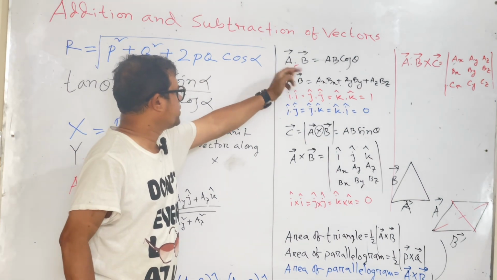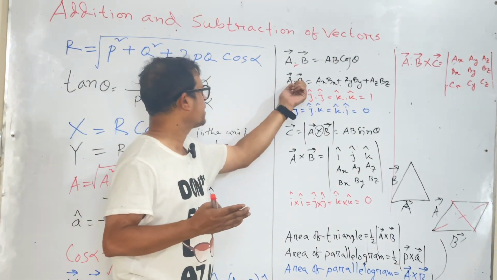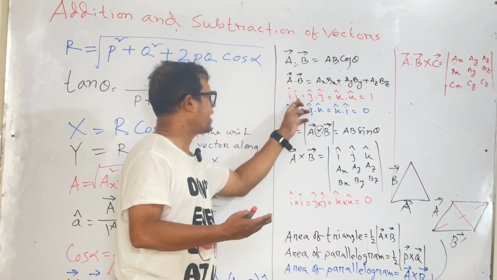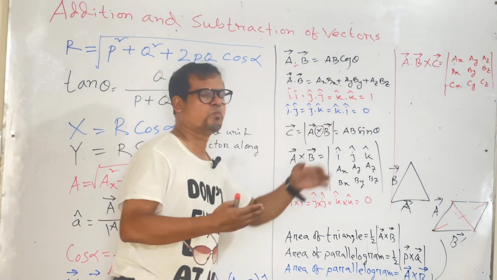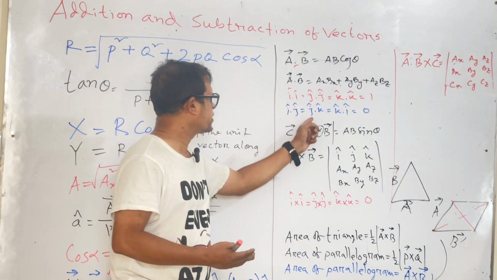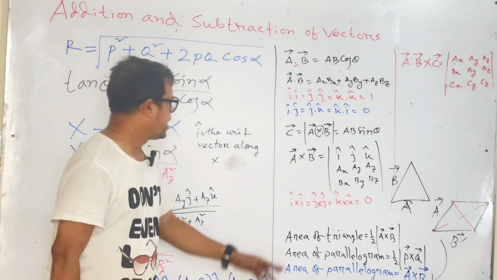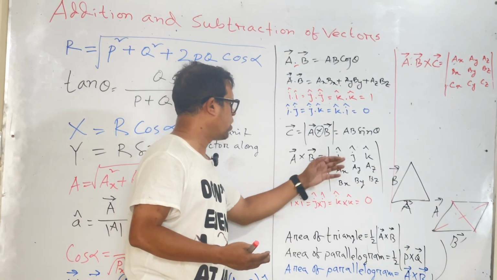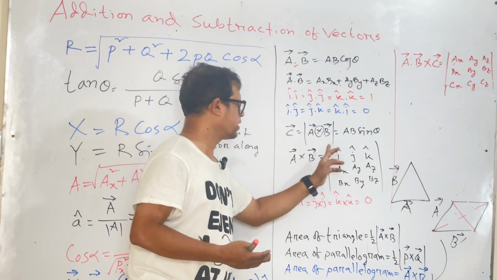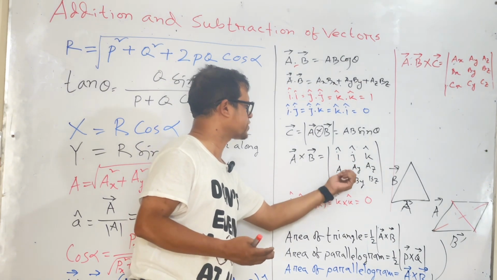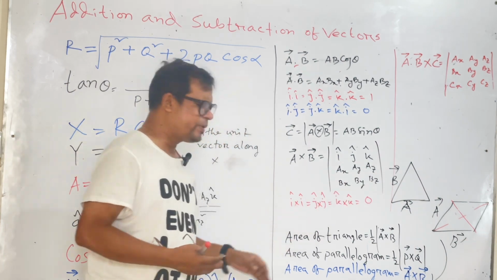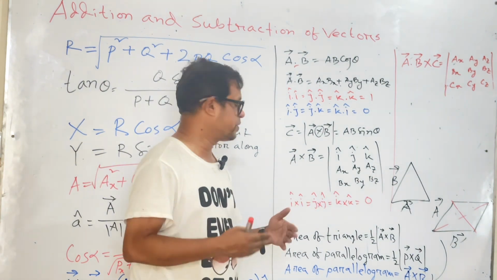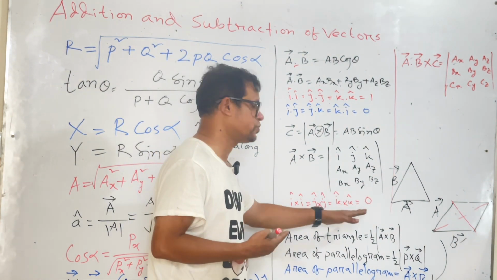Dot product: a vector dot b vector equals ab cos theta. Again, you can write a vector dot b vector equals ax bx plus ay by plus az bz. i dot i equals j dot j equals k dot k equals 1. i dot j equals j dot k equals k dot i equals 0. Cross product: a vector cross b vector equals ab sin theta, written as a determinant of i, j, k; ax, ay, az; bx, by, bz. i cross i equals j cross j equals k cross k equals 0.